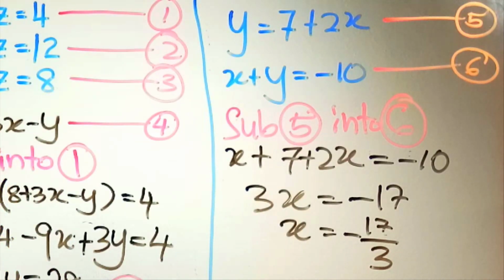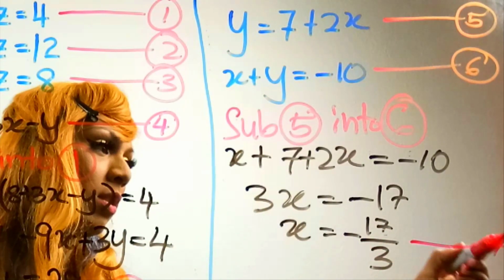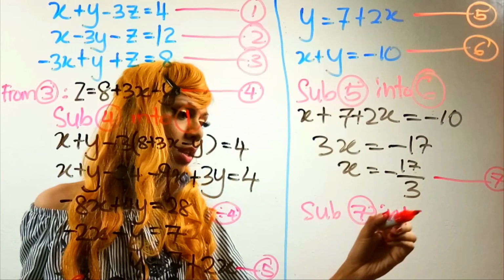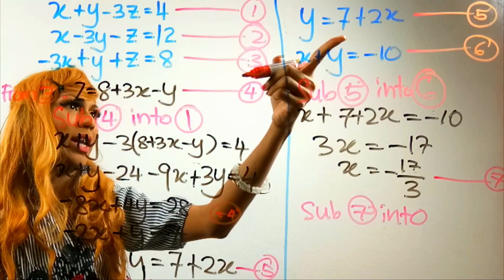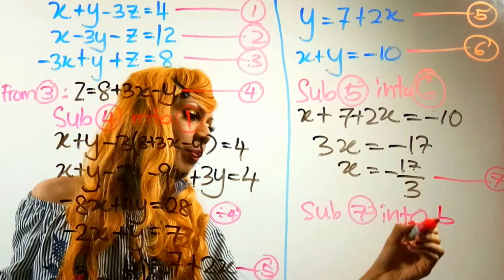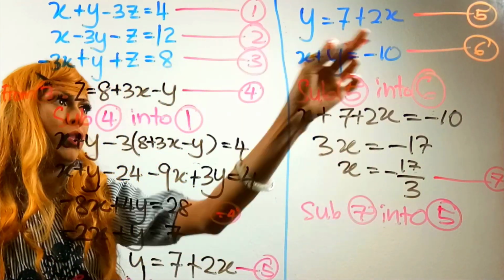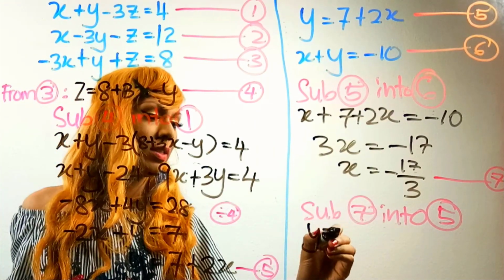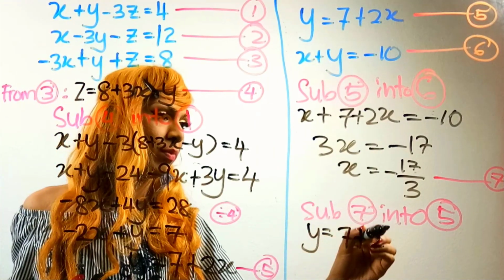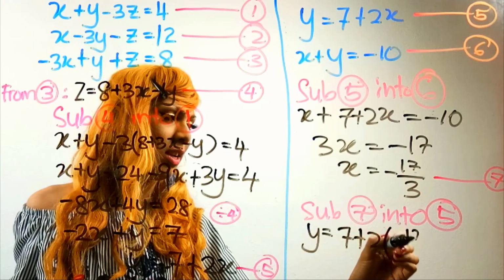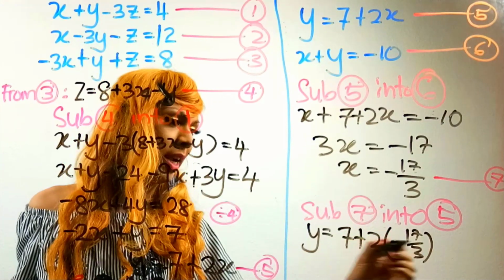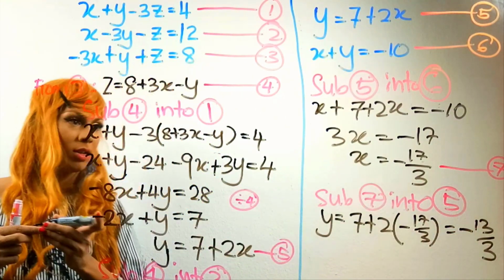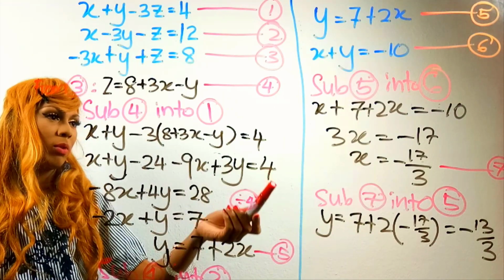So we already have the x value. So we're going to substitute, let's say, this 7 into what? Of course into 5, because we want to find the y value now. You see, y is ready to go. So we're going to substitute there, we will get y already. So y equivalent to 7 plus 2x, which is negative 17 over 3. Which you will have negative 13 over 3. So you already have your y value and also your x value.